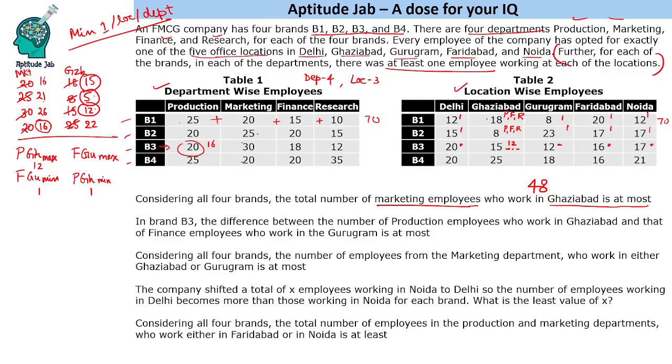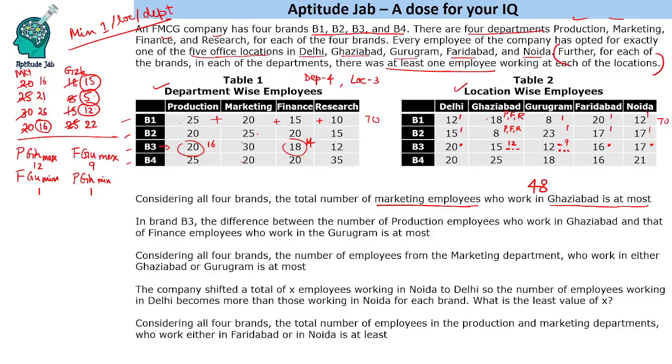The next is that we have to find finance in these two locations. So finance is 18 employees. Now we will assign one to each of the other locations, so we can assign a maximum of 14. Similarly, when we look at Gurugram, there are 12 employees. We will have to assign one employee to each of the other 3 locations, so we can get a maximum of 9 only, right?